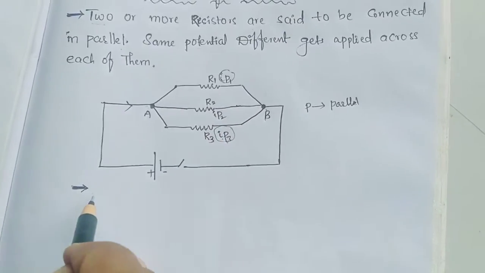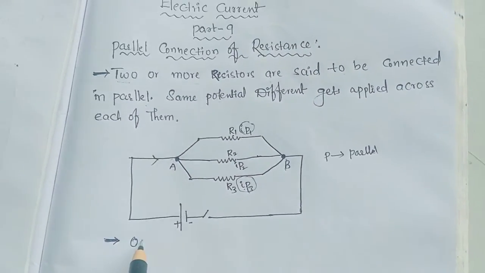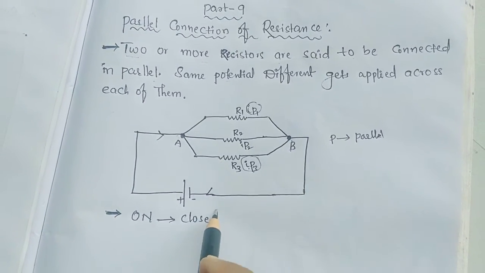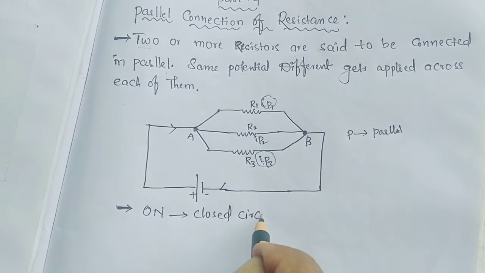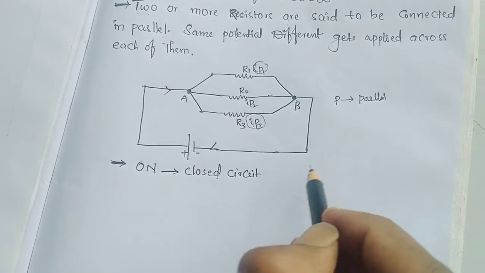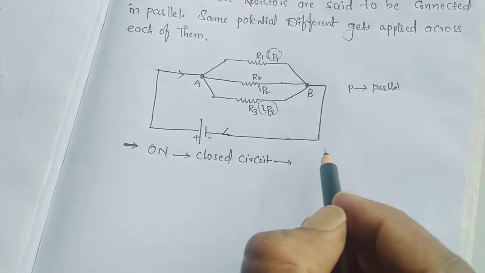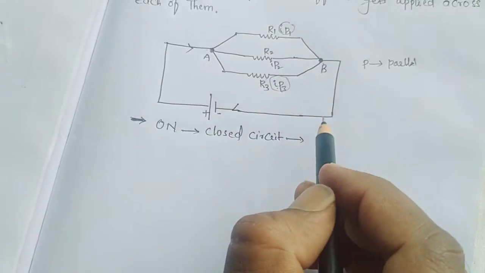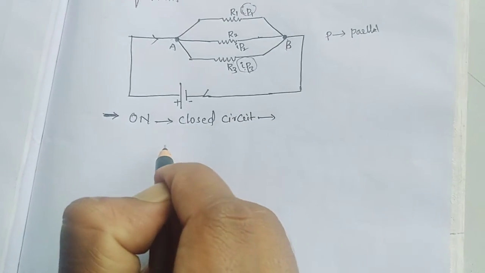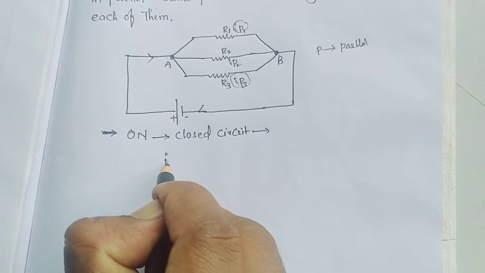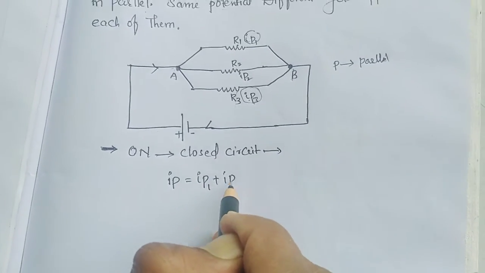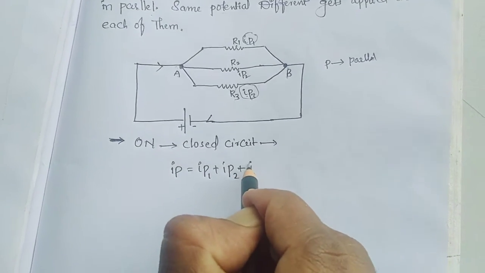So as you know, in this situation the switch will be on, so the circuit is closed. Okay, it is a closed circuit. In this, current flows from the positive terminal via three resistors to the negative terminal of the battery. So here, IP is equal to IP1 plus IP2 plus IP3.